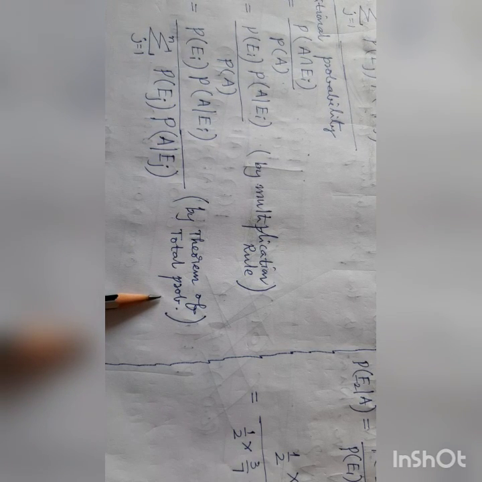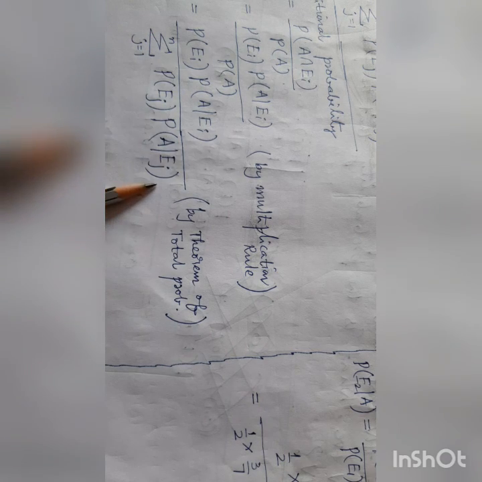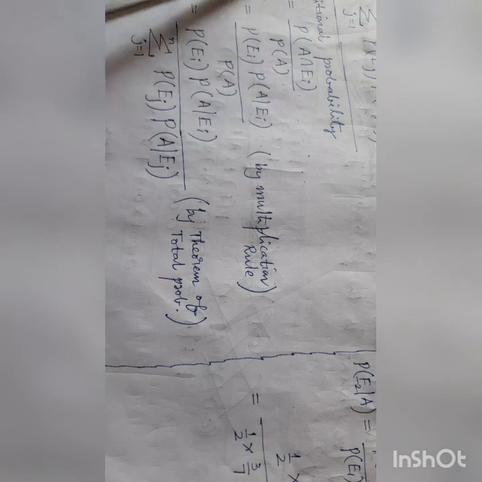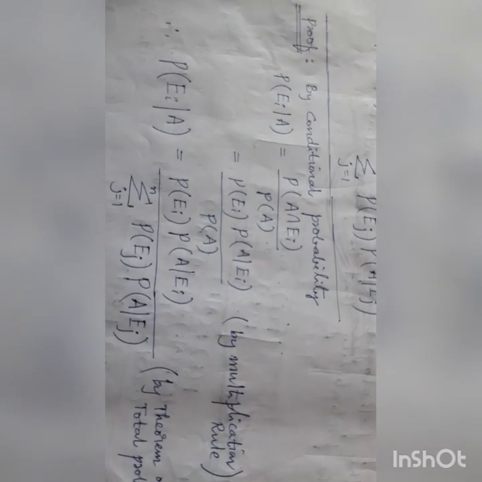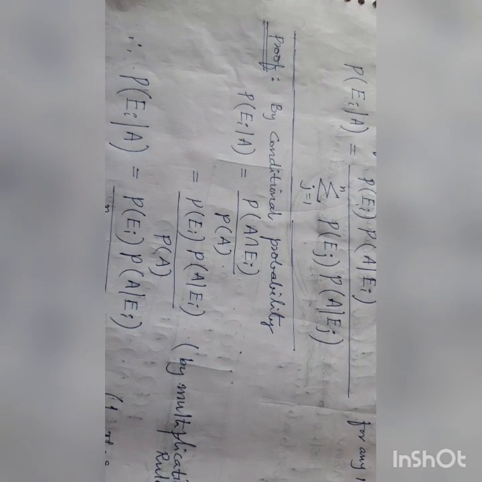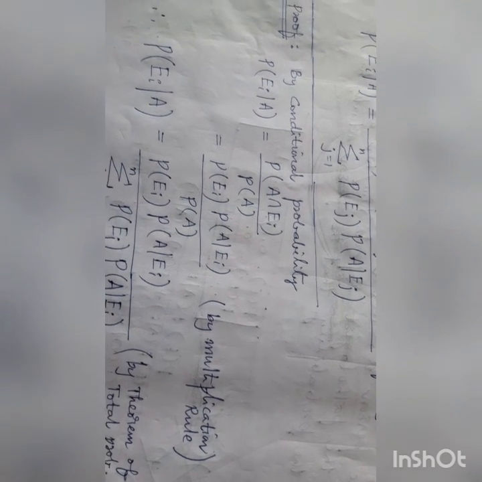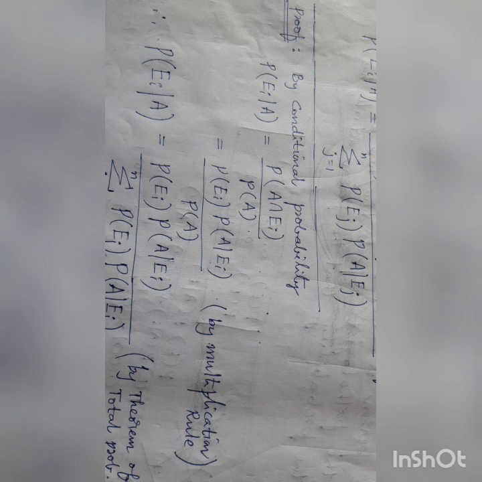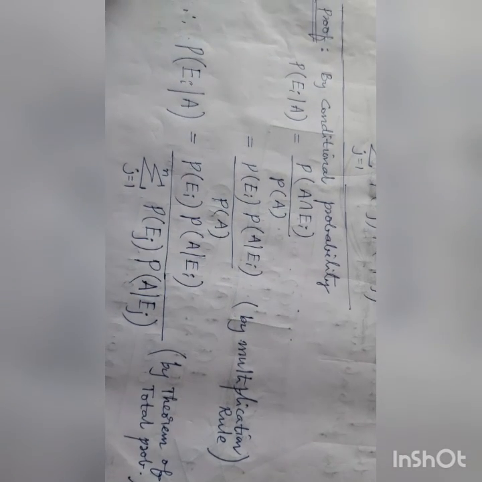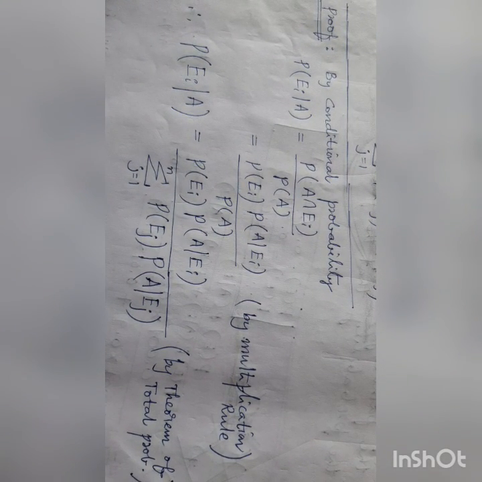Before this you learned that. By mentioning and referring to this one and this one, you can write the proof like this. For these steps you will get 4 marks. You have to write the differences: by conditional probability, by multiplication rule, by theorem of total probability. Otherwise it is not impressive. Let us see.